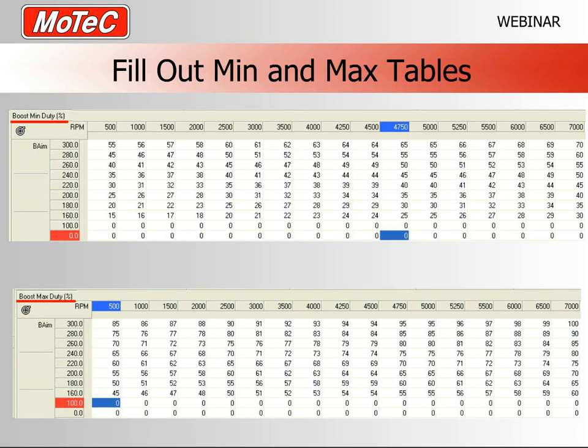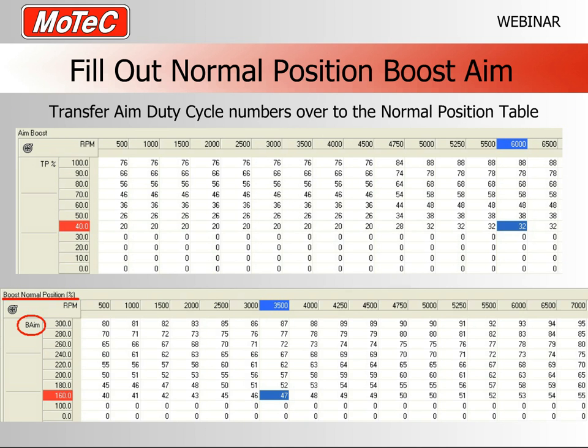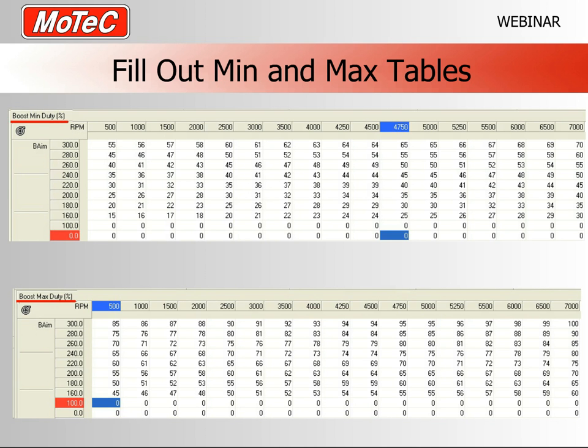The reason we want to keep it quite close is that while you're getting the PID or the control algorithm sorted out, if it's running out of control and the boost is surging up and down, we don't want that number to get too high and therefore overboost the engine. So we keep the maximum boost number only a little bit above the normal position. If I go back and check my normal position number, it was 68, and our maximum duty is only five numbers above at 73.